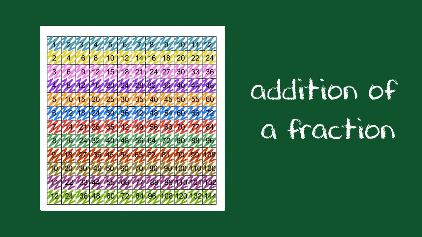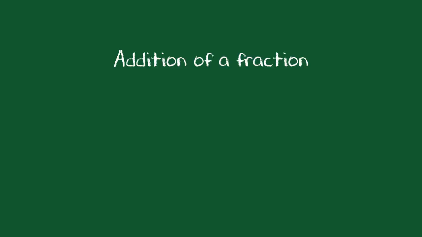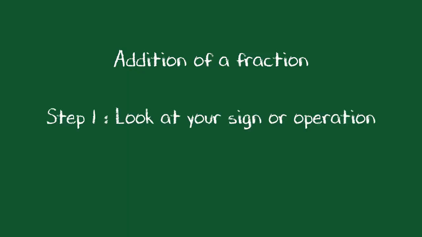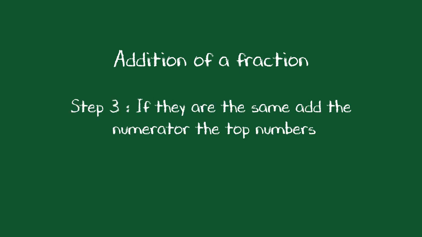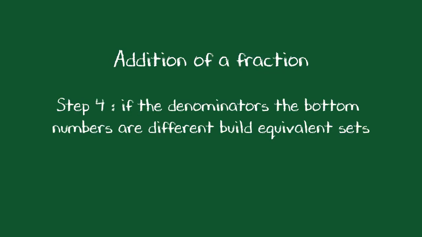Excellent job. Now, let's begin the steps of addition of a fraction. Step 1, look at your sign or operation. Step 2, look at the denominators, the bottom numbers, to see if they are the same. Step 3, if they are the same, add the numerators, the top numbers. And step 4, if the denominators, the bottom numbers, are different, build equivalent sets.